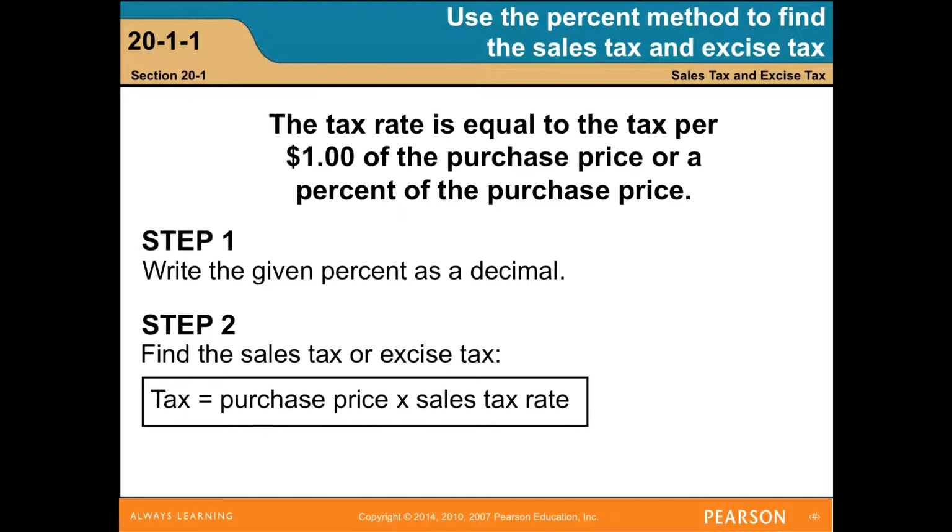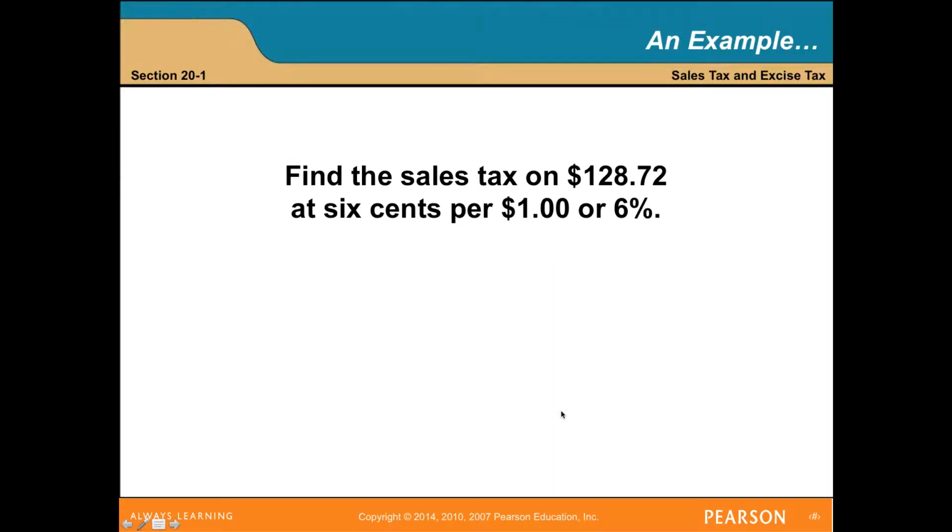Use the percent method to find the sales tax and excise tax. The tax rate is equal to the tax per $1 of the purchase price or a percent of the purchase price. So the first step is to write the given percent as a decimal. The second step is to find the sales tax or excise tax. So we have tax equals the purchase price times the sales tax rate.